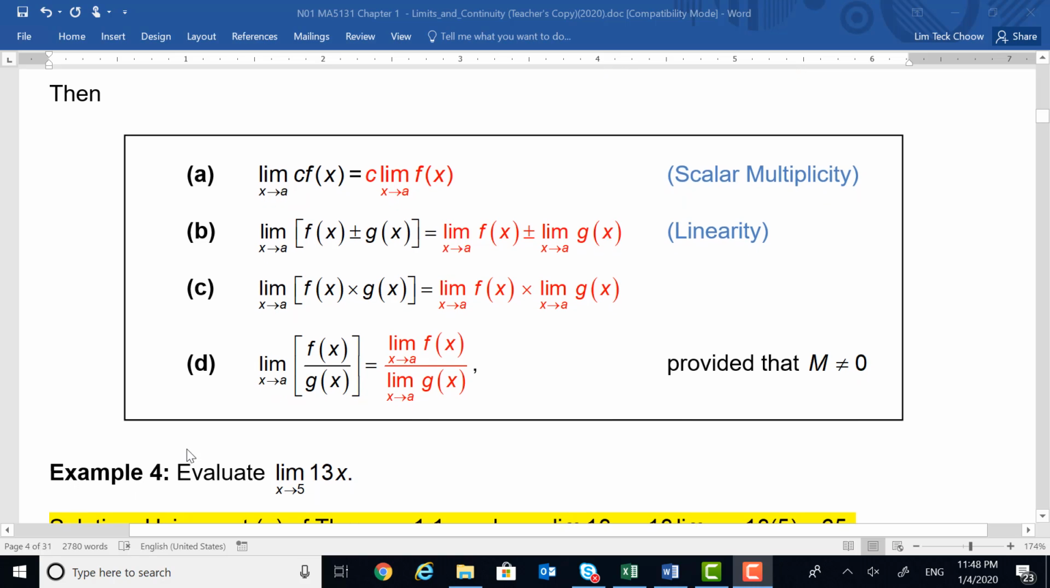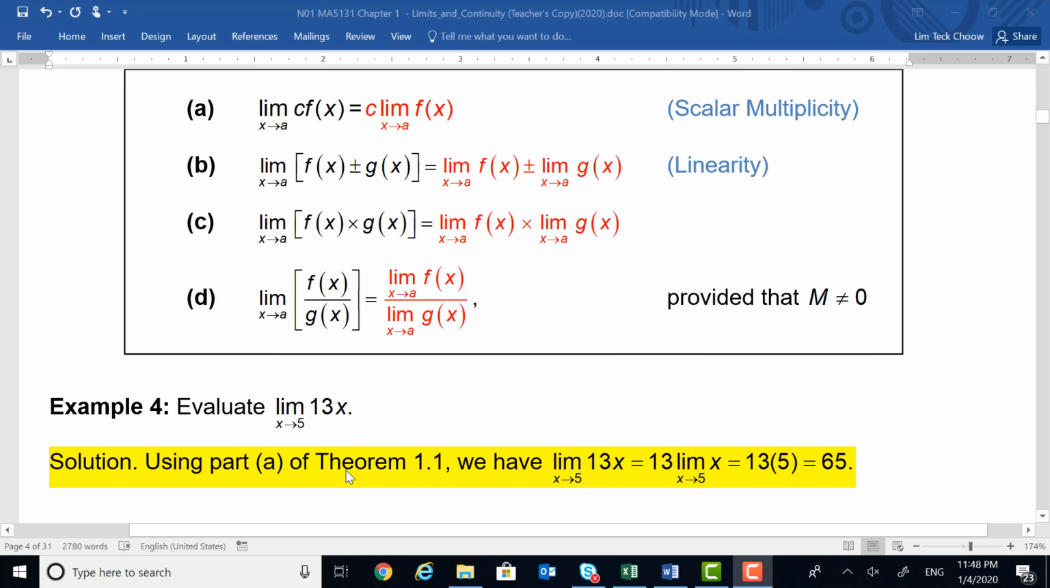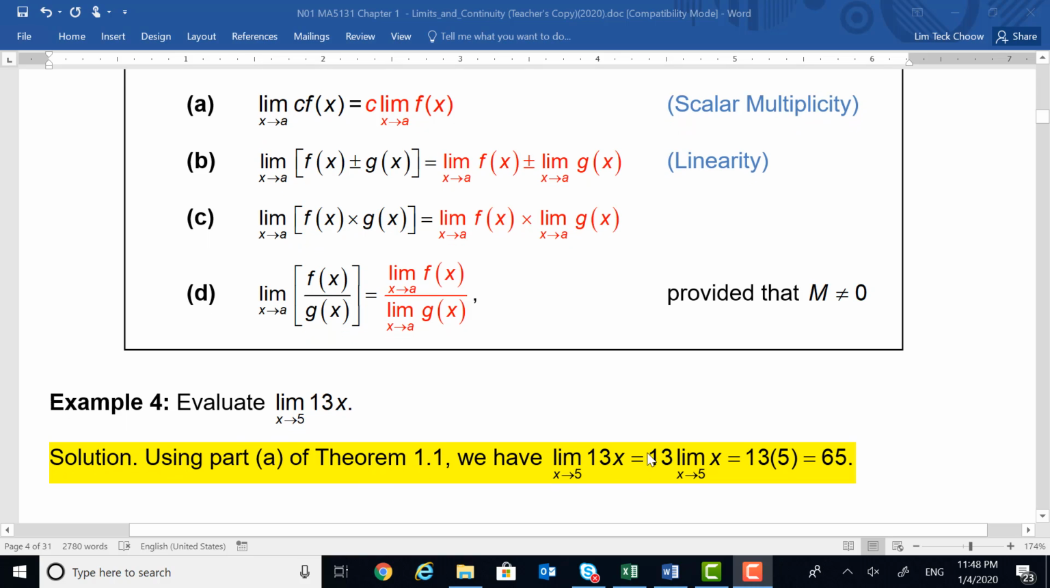So with this, let us try to compute more limits by using these results and the earlier standard result in result A. Like in the case of example 4, you can actually use this part A result, which allows you to pull out the number 13, the constant, and then you're left with 13 times the limit as x goes to 5 of x. And remember, in the result A, I can just replace the x with 5. You see, I took out the 13 and simply replaced x with 5, and I get the answer of 65.